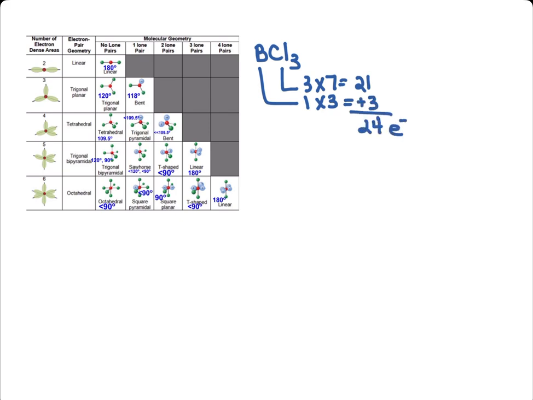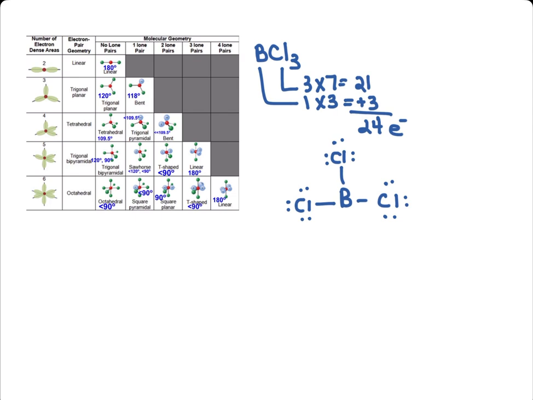We want to describe the geometry of BCl3. We have to start off with a Lewis structure. So 3 times 7 is 21. 1 times 3, because boron is in group 3, is 3. So we have a total of 24 electrons. The Lewis structure looks something like this. This Lewis structure has all 24 electrons. Chlorine is obeying the octet rule. Boron is an exception to the octet and does not need to obey the octet rule.